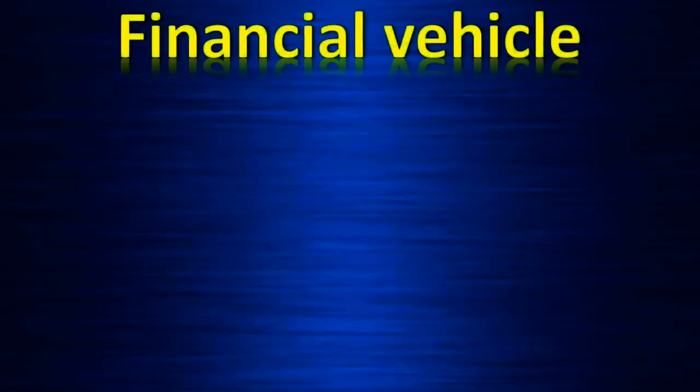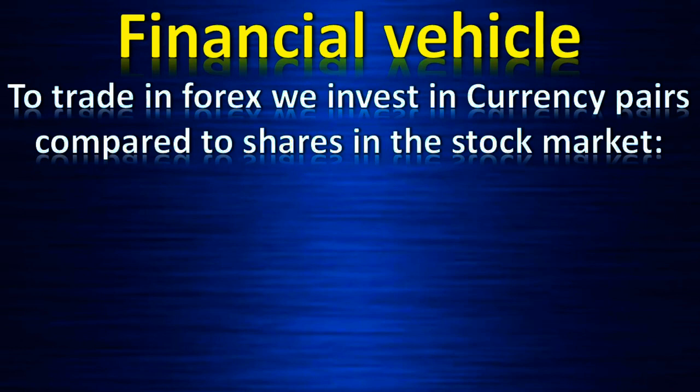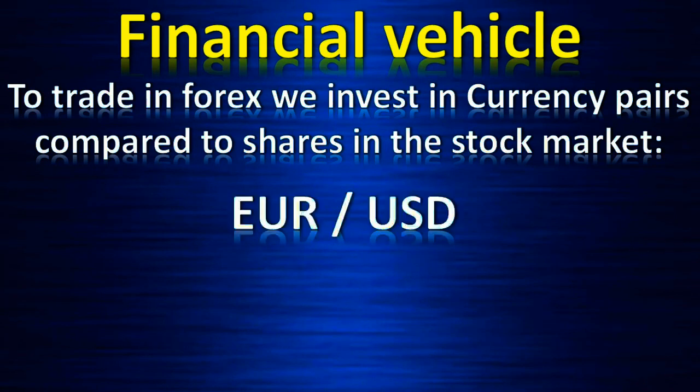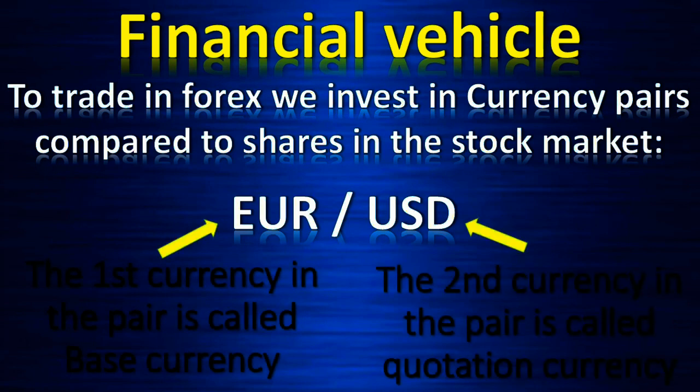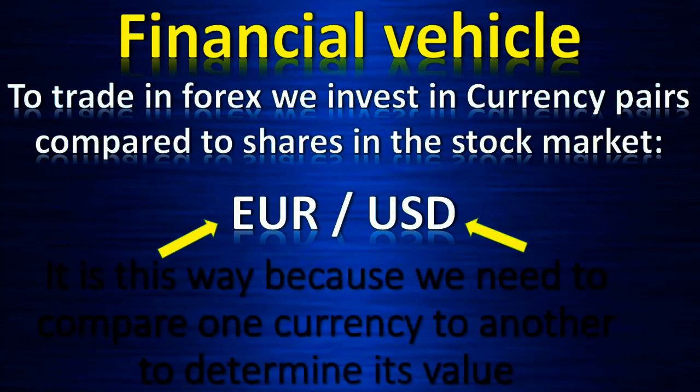Financial vehicle. To trade in Forex, we invest in currency pairs, compared to shares in the stock market. For example, the euro against the USD. The first currency in the pair is called the base currency. The second currency in the pair is called the quotation currency. It is this way because we need to compare one currency to another to determine its value.